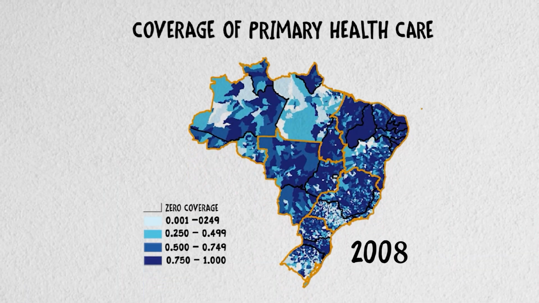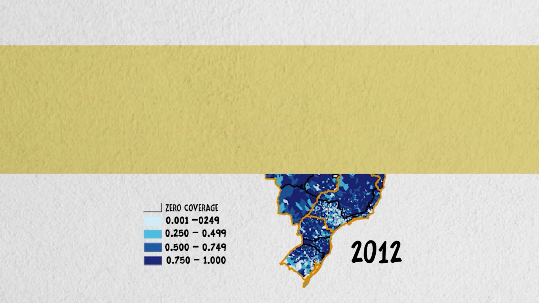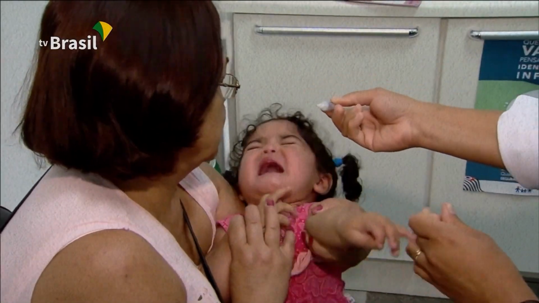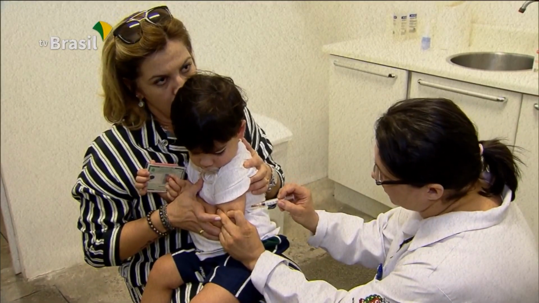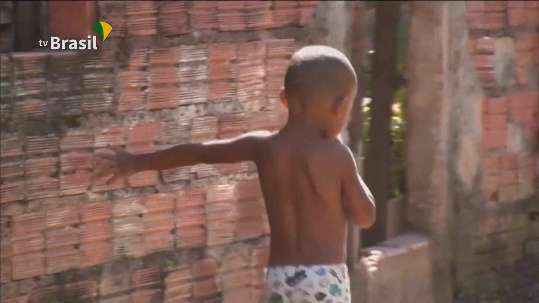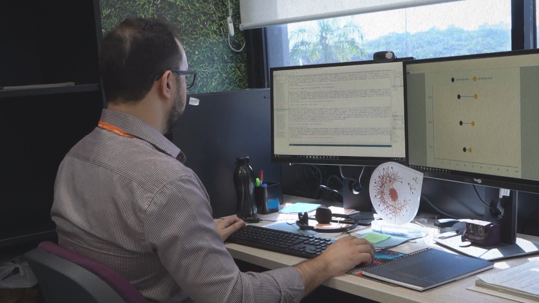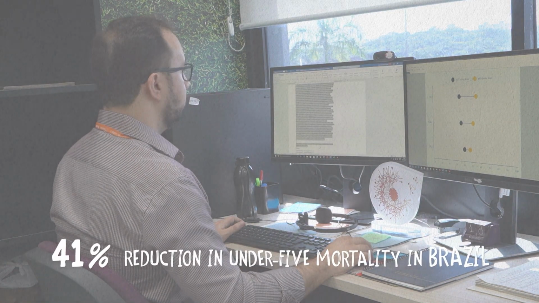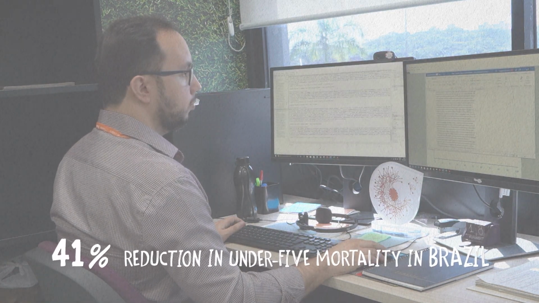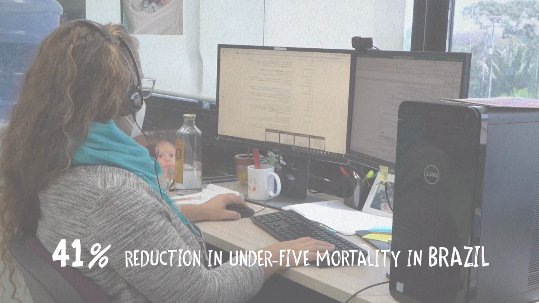The expansion in coverage of primary care increased the population's access to health services and has contributed to the reduction of child mortality rates. However, improving the quality of primary care services can further reduce the chance of children dying before turning 5. In fact, our studies here at SIDAX predicted that we can achieve a 41% reduction in under 5 mortality in Brazil when we improve the quality of primary health care.